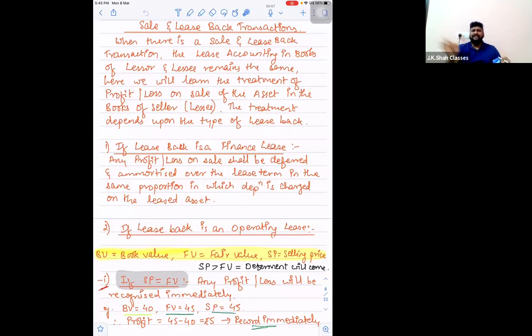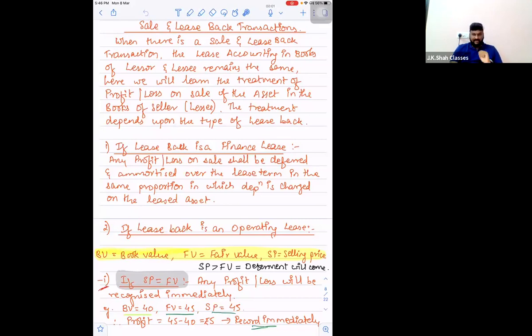And what we have to pay? Lease rentals that we can pay, no problem. Right? So it's a very, very simple and common transaction that many enterprises in the market do. This is a very common practice. So what are we learning here? Sir, there are 2 things coming over here. First, the sale transaction, and then the lease transaction. Correct? Now, let us first complete the lease transaction.